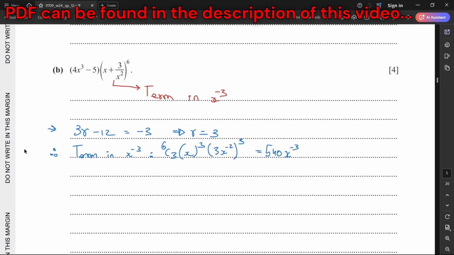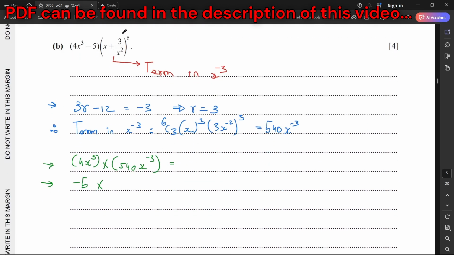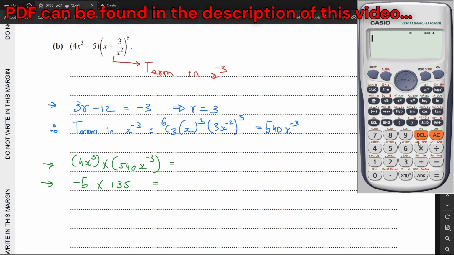And now finally I can go ahead and state that 4x cube multiplied by 540x power of negative 3 will give me a term that is independent of x. And similarly, this minus 5, if I multiply with 135 that I got from the expansion of this for the constant term, these will be the two terms we'll be getting that are independent of x, which I then need to add algebraically. So what is 4 into 540? Let's check. 4 into 540 is 2160.